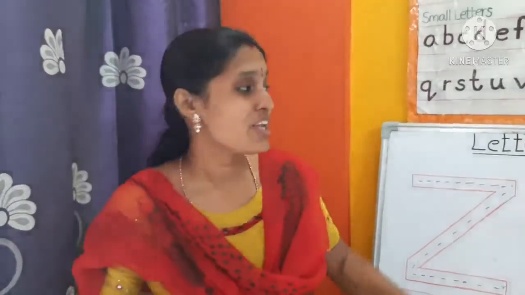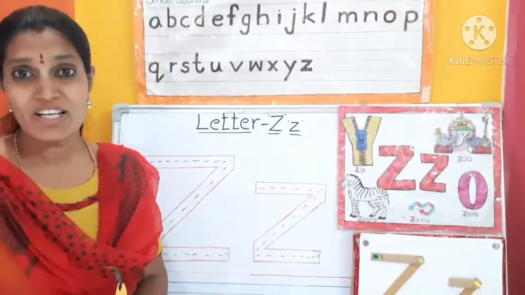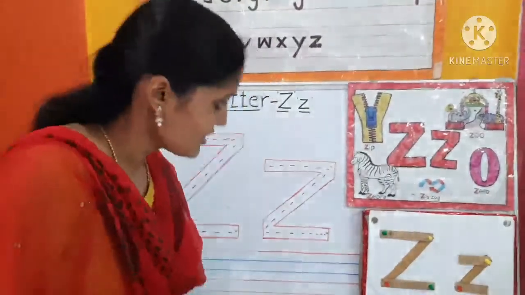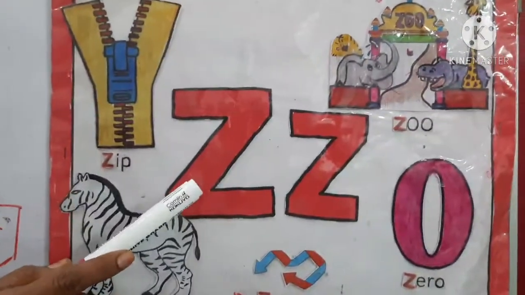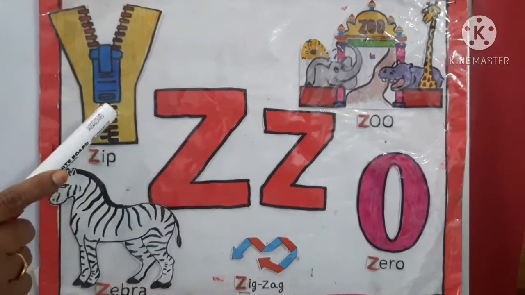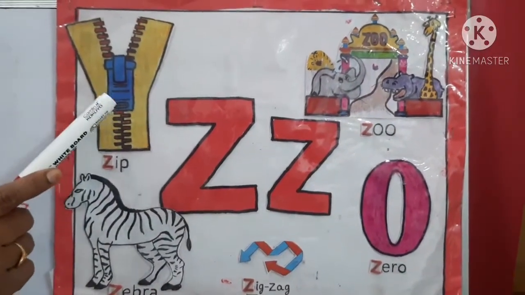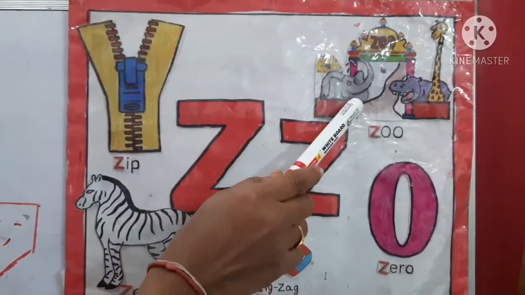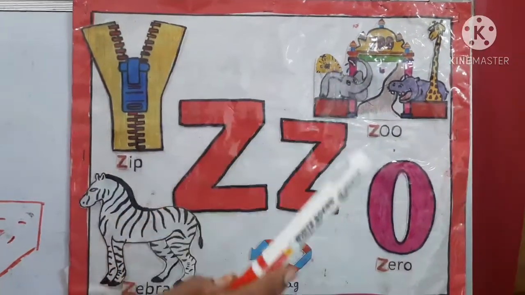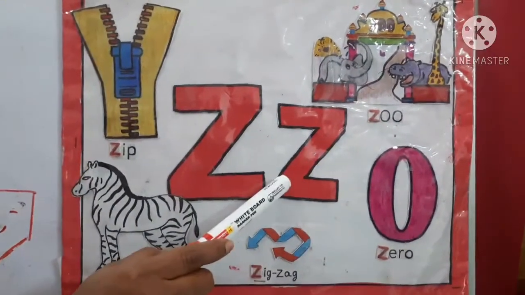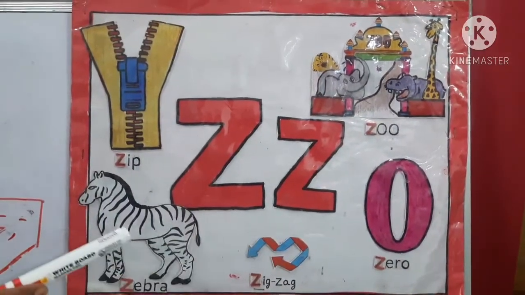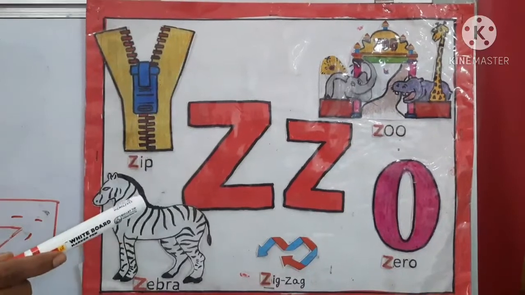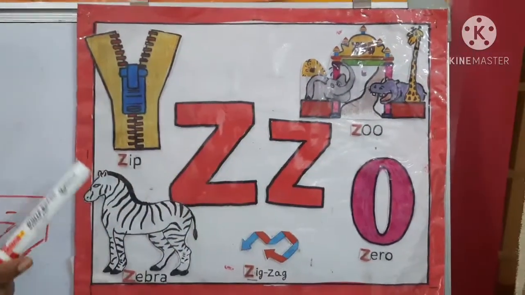Zzz, like this. Zzz is the sound of letter Z. What is the sound of letter Z? Z. Right. Let's do a word chant. What is this letter? Z. Right. Zip, zip, zzz, zip. Zoo, zoo, zzz, zoo. Zero, zero, zzz, zero. Zigzag, zigzag, zzz, zigzag. Zebra, zebra, zzz, zebra. These all objects start with letter Z.